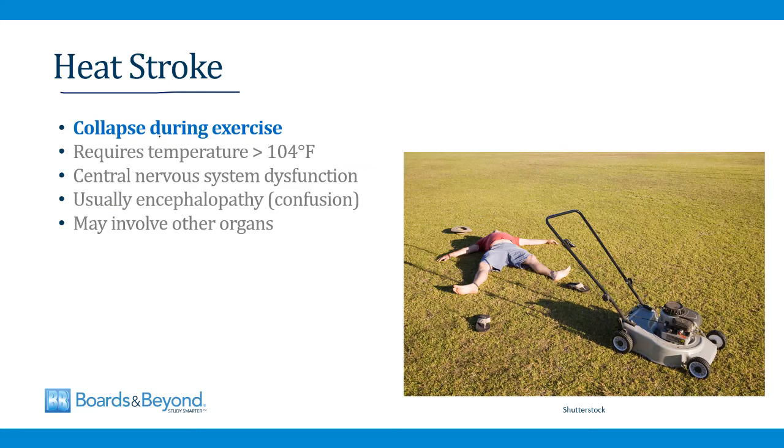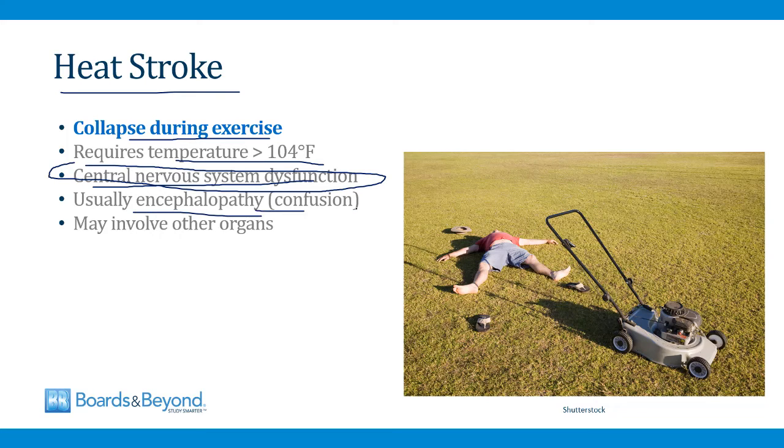So heat stroke presents as collapse during exercise. It requires a body temperature over 104 degrees, and there has to be evidence of central nervous system dysfunction. This is what makes it heat stroke and not some other cause of heat injury. Usually the evidence of central nervous system dysfunction is encephalopathy, meaning the patient is confused and disoriented. And since heat stroke is just one form of heat illness, patients with heat stroke can have heat injury to other organs besides the brain.